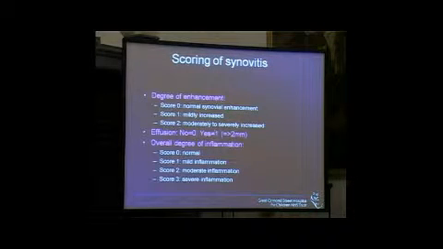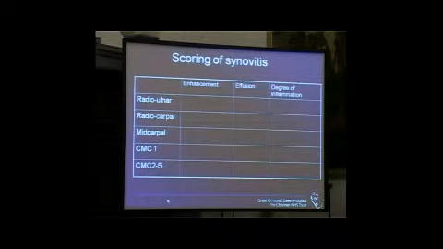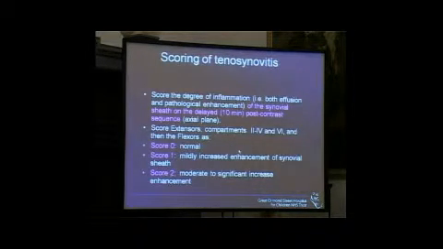Degree of inflammation will be assessed on a 4-point score, and again, Paolo will tell you a bit more about this. We're going to score synovitis according to different anatomical compartments, and we're going to look at the enhancement or the degree of uptake of intravenous gadolinium, the presence of effusion, and the degree of inflammation all together to give us a conglomerate picture. Scoring of tenosynovitis is slightly more complex, and Paolo will talk about that.